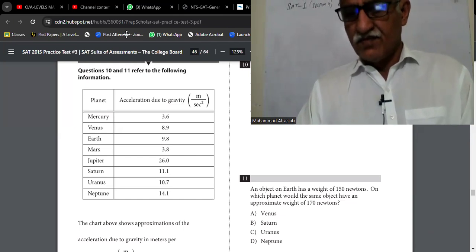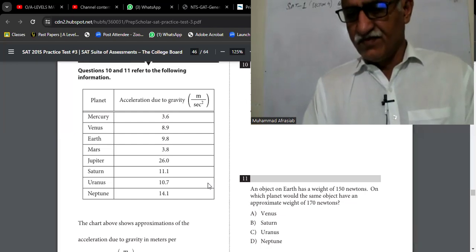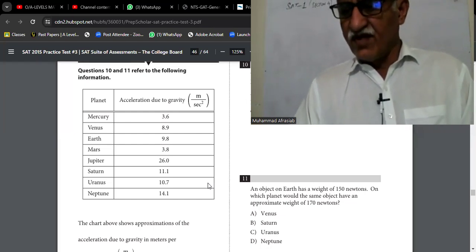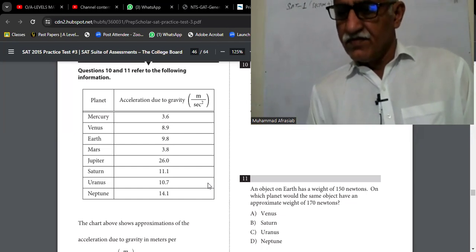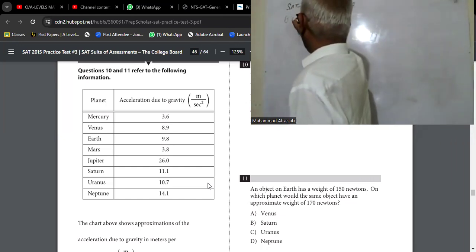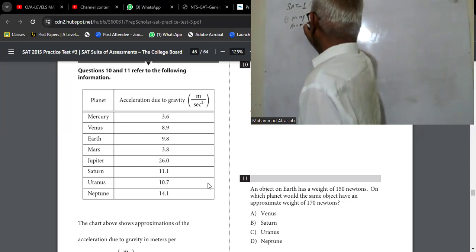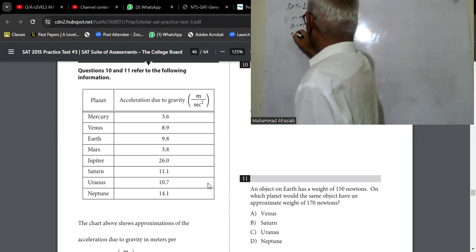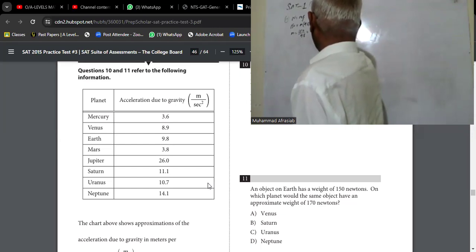An object on Earth has a weight of 150 Newton. On which planet would the same object have an approximate weight of 170 Newton? Since we know that weight is equal to mg, weight is 150, m is unknown, and on the Earth the gravity there is 9.8 from the table. So mass is equal to 150 over 9.8, and that is equal to 15.3 kg.